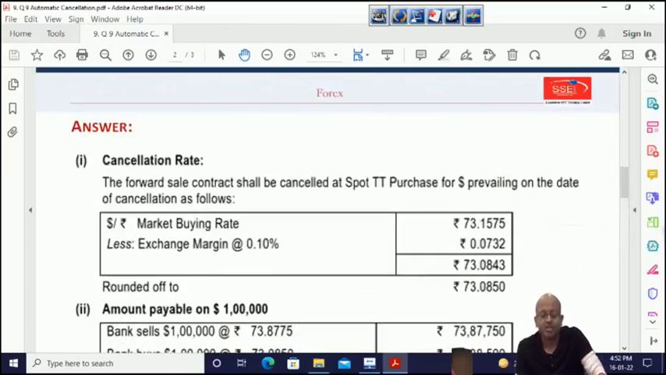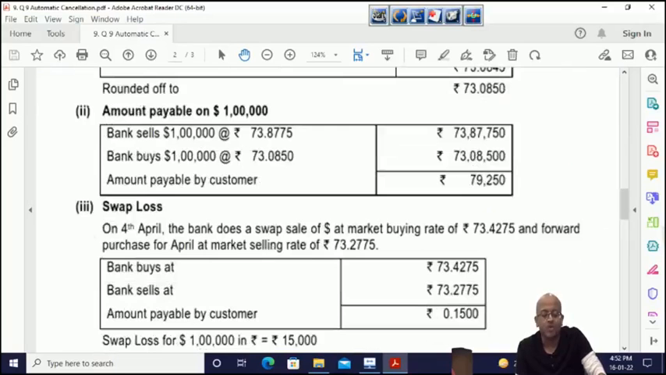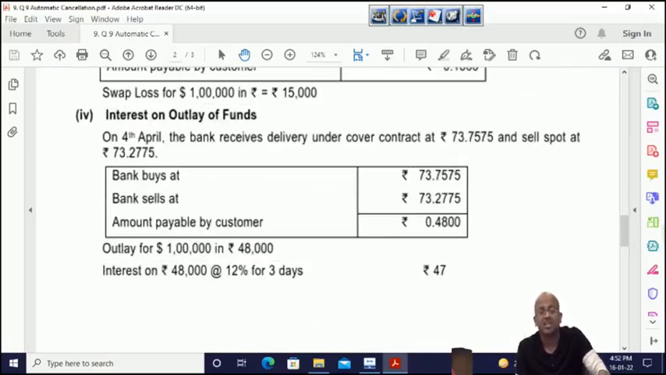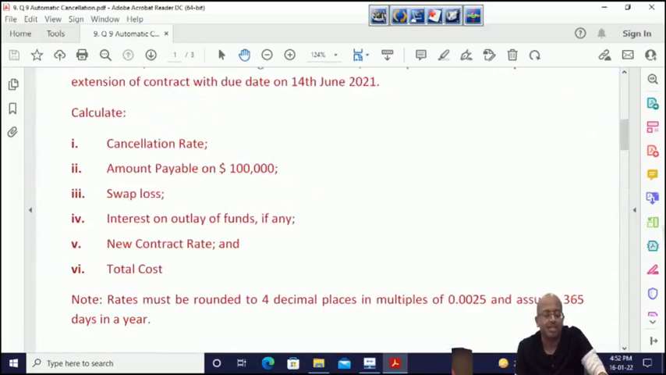So we have the cancellation loss, which was 79,250. We have the swap loss, which was 15,000. We have the interest, which is 47. These are the three charges plus 100 rupee FDI charges if they mention. Let's check. New contract rate.